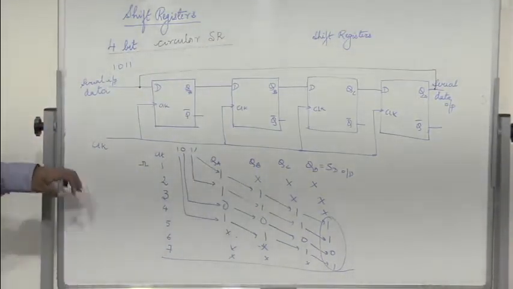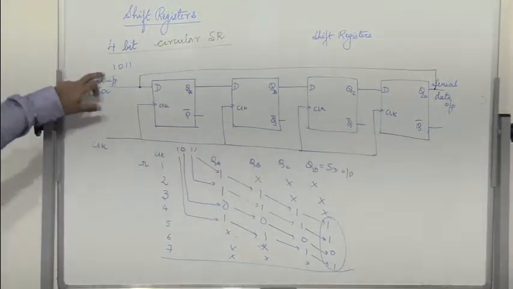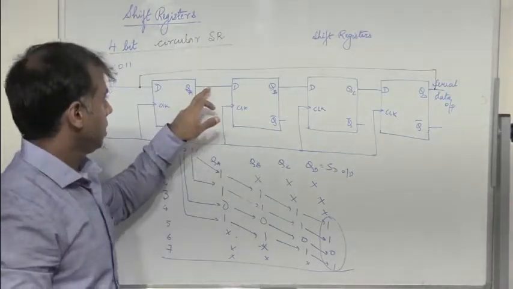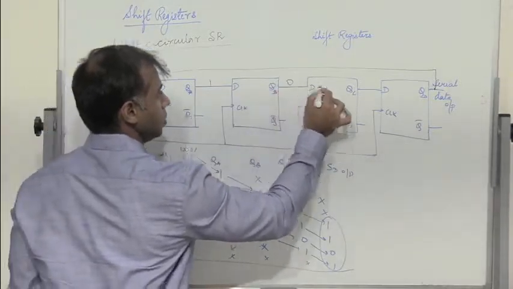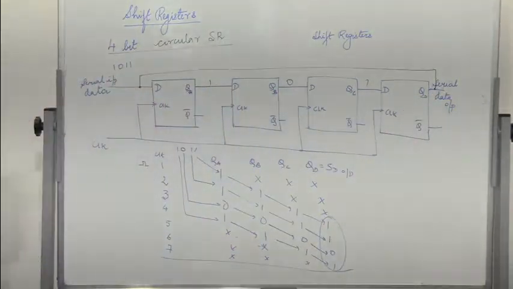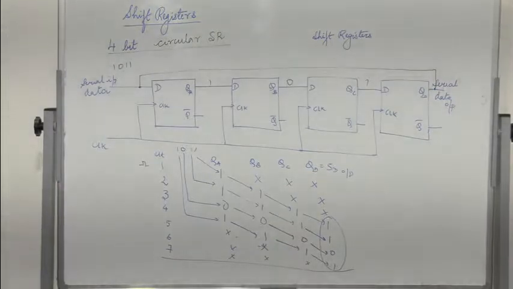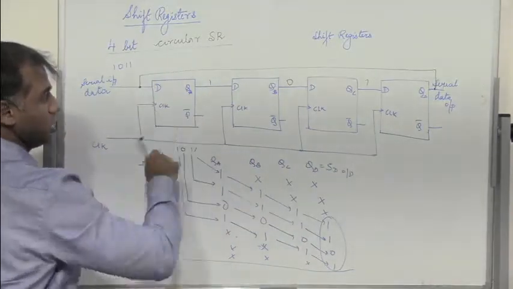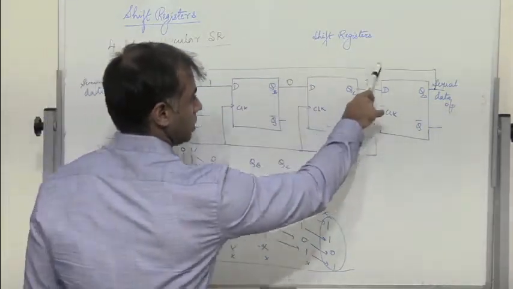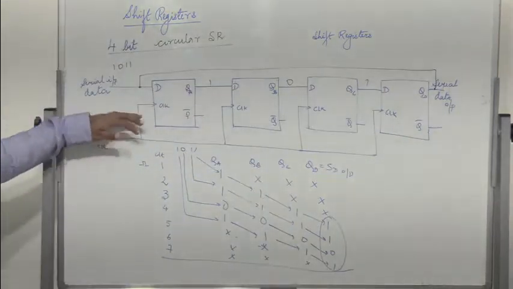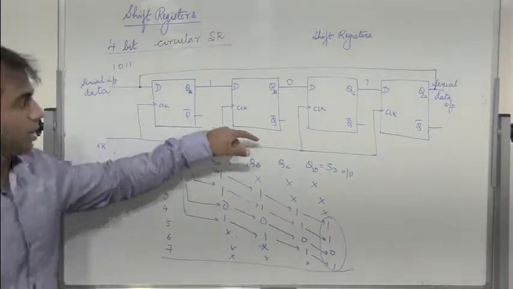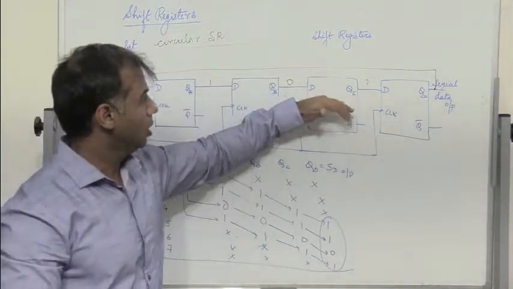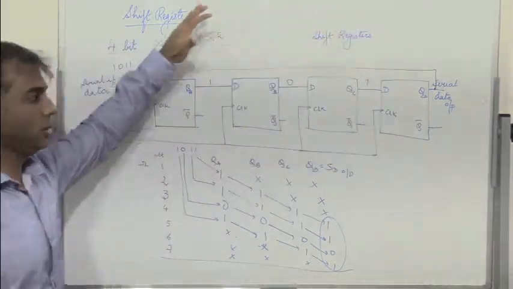Right? So similarly, here what happens, initially I have 1011. So if the data is already present, if I have 1011 as the output of QA, QB, QC and QD, after the first clock pulse, this 1 becomes the input to this. So this 1 will get shifted here, 0 gets shifted here, 1 gets shifted here. So the data is circularly shifted in this direction, okay, in the anticlockwise direction, where the data moves from QA to QB, QB to QC, QC to QD and back from QD to QA.